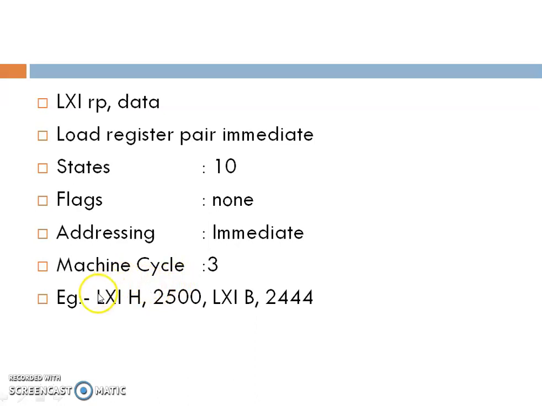LXI H, 2500 is an example. During the first machine cycle, the opcode for LXI H is read, and during the second machine cycle, this 00 is read, and during the third machine cycle, this 25 is read, and it is placed in the H register, and 00 is placed in the L register.